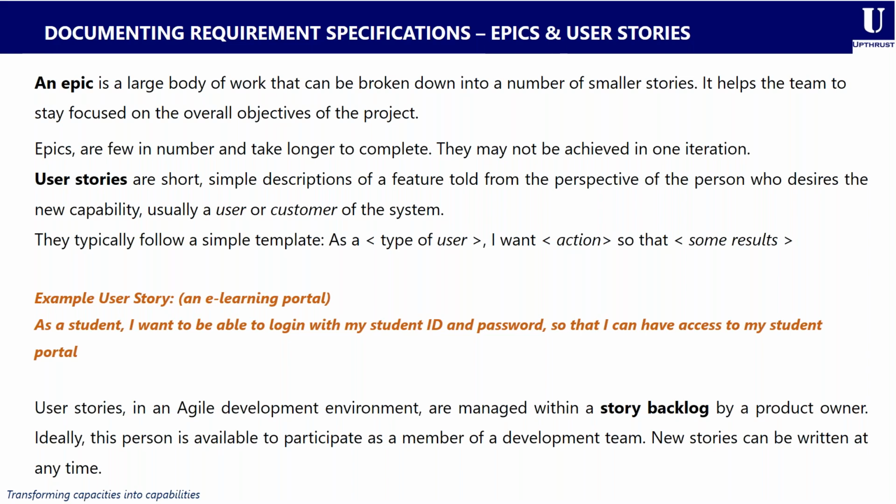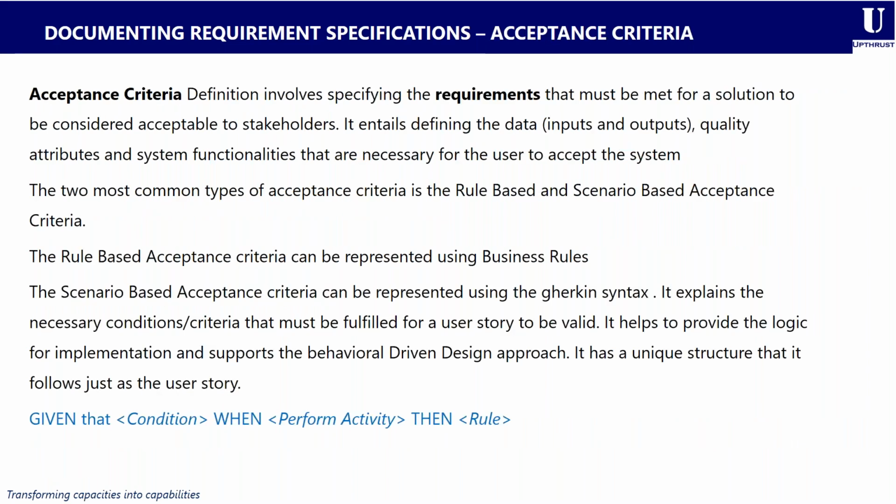And the last one we'll be looking at in terms of specifying requirements is acceptance criteria. Acceptance criteria involves specifying the requirements that must be met for a solution to be considered acceptable to stakeholders. It entails defining the data input and output, defining the qualities and the quality attributes, and also the system functionalities that are necessary for the user to accept the system. There are basically two most common types of acceptance criteria: the rule-based and the scenario-based acceptance criteria.